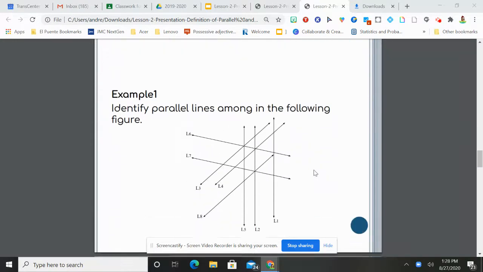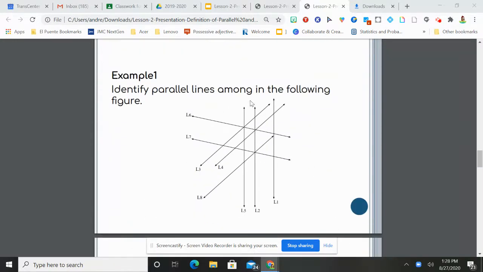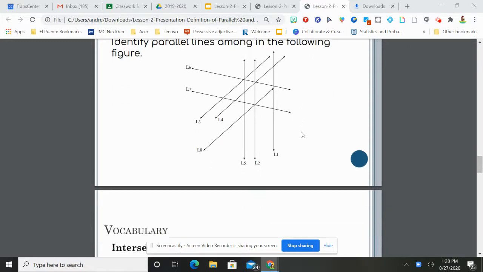Okay. In example one, which ones are parallel? Let's see. L5, L2, and L1 are parallel to each other. L8, L4, L3 are parallel to each other. And then L7 and L6 are parallel to each other.